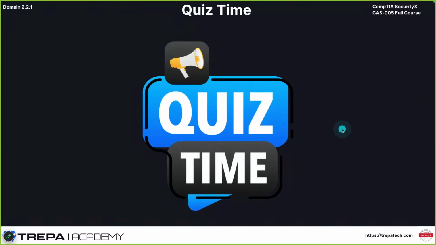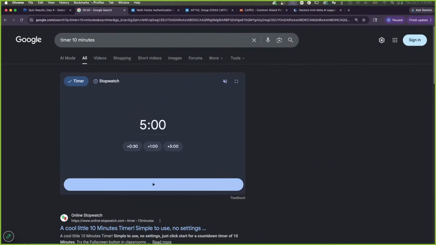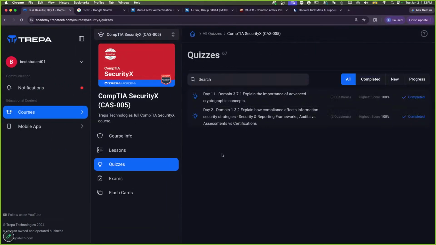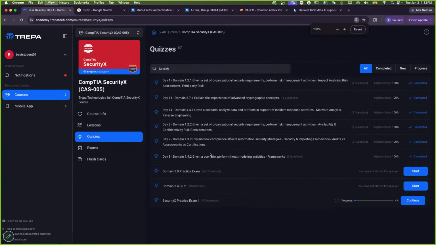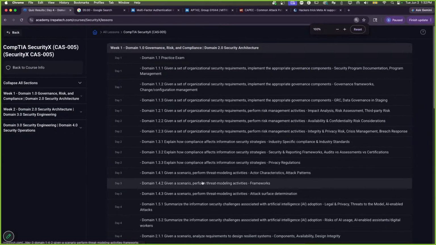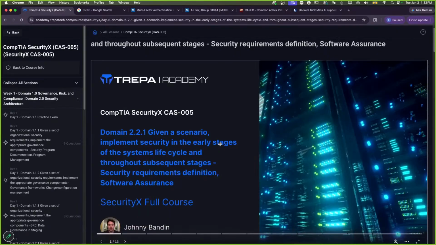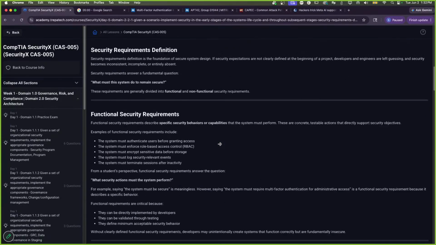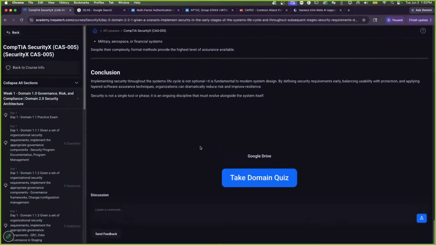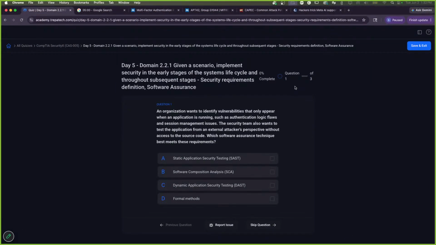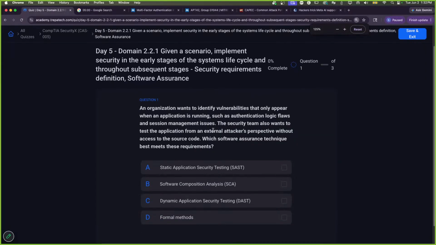Okay, let's do a quiz. Domain 2.2.1. Zoom in a little bit.